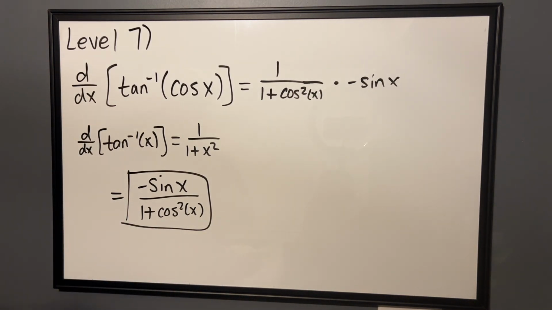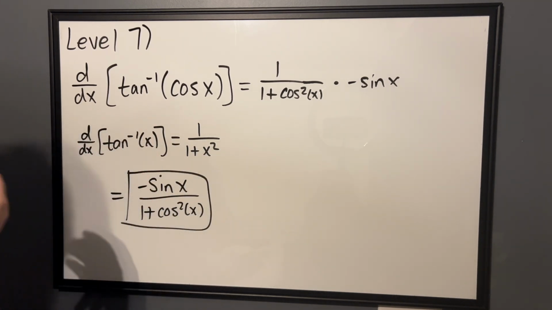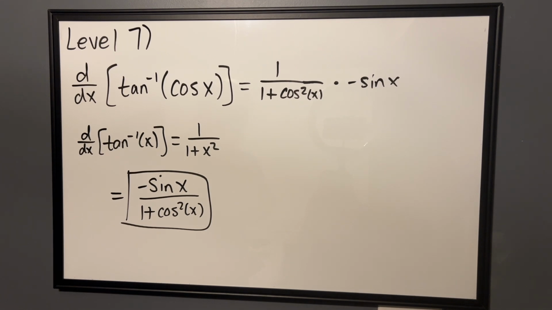Now, like I said, this is not that hard of a question. It's just one version of the chain rule, but a lot of people forget this or were never even taught this. So it's very important to go over it. And yeah, so that's it for level 7. We'll go ahead and move on to level 8.